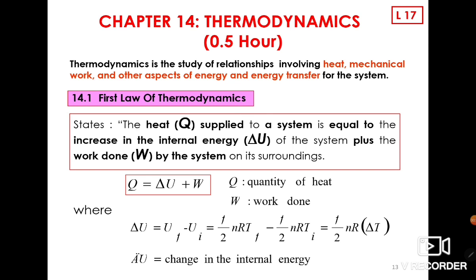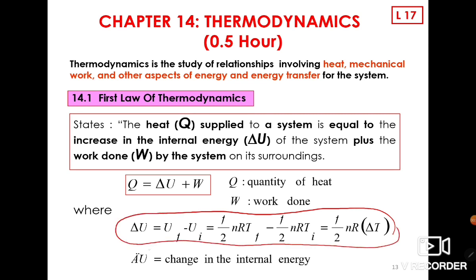It states that the heat Q supplied to a system is equal to the increase in the internal energy of the system plus the work done by the system on its surrounding, or it can be represented by Q equal to delta U plus W, where Q is the quantity of heat, W is the work done, delta U is the internal energy.